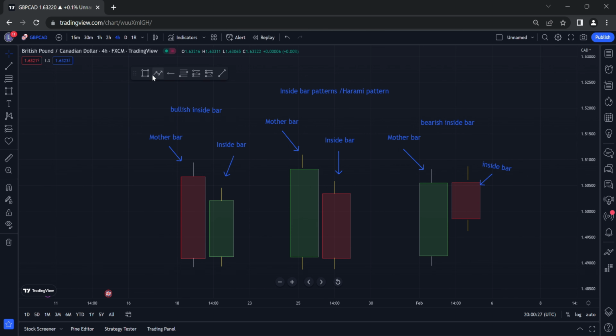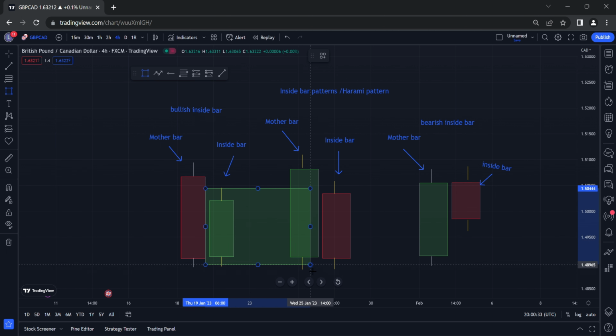So if we are marking this in supply and demand price action, we mark it like this. Mark it like that, demand zone.